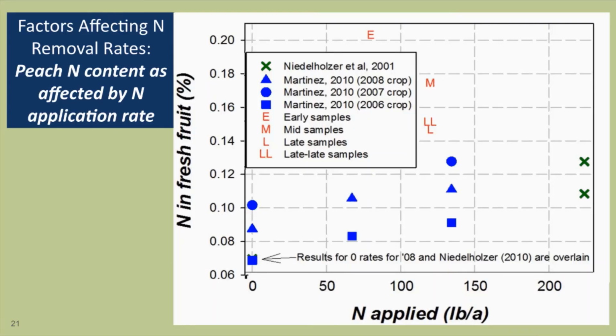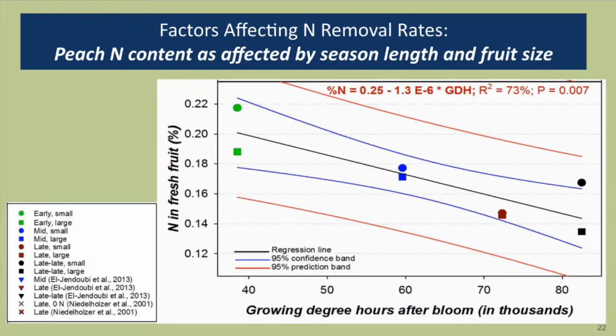Things that affect N removal should be remembered, especially when you're doing nutrient management planning. This is N applied to peaches and the percent N in the fresh fruit. These are literature values. Generally, as you apply more N, you end up with more in the fruit. Not surprising. What is surprising is that our samples of late, mid-season, and early peaches from California, these are our samples from 2017, they're recovering more N at the same rate than the literature would show. And so again, that's why we do these studies. California isn't just like everything else, and so the site-specific work was helpful.